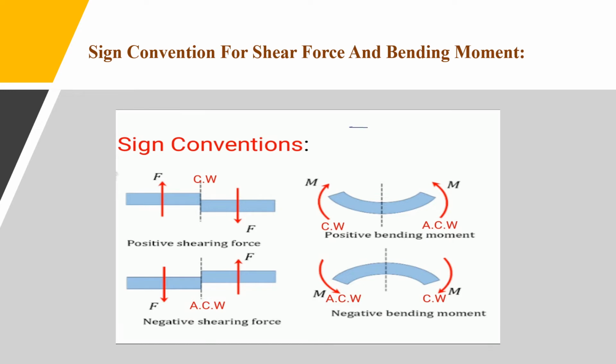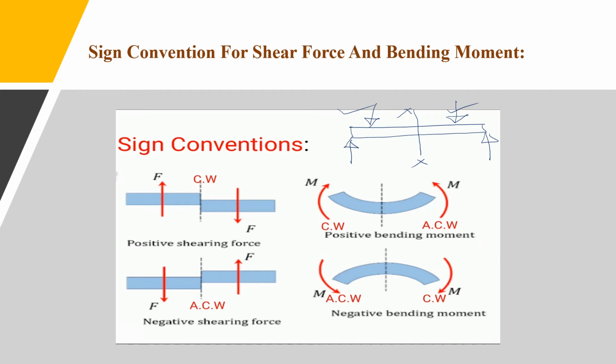So suppose this is a beam, this is the x-axis section, this is the right side of the section and this is the left side of the section. On the right side at the end we have one force upward and one downward, and on the left side one downward and one upward. Now here the force is passing along this x-axis section. Then see the sign convention.